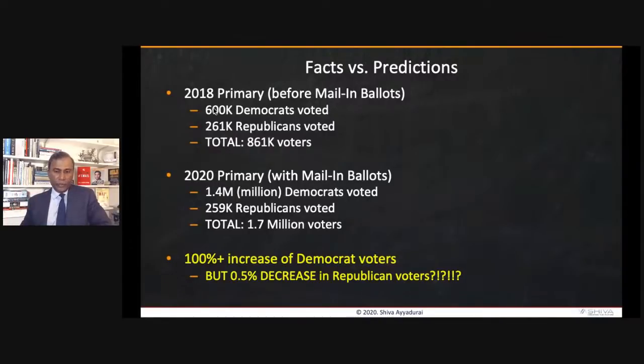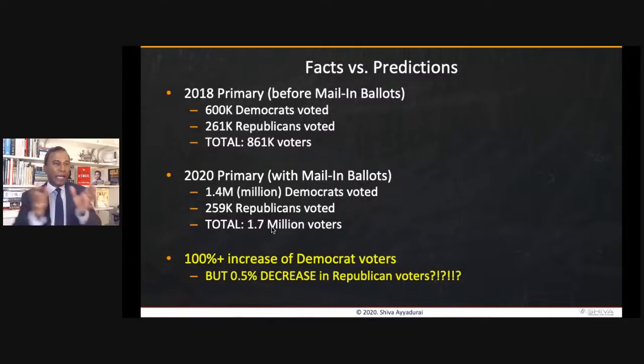In summary, you see in 2018 primary, before mail-in ballots, so in the last primary, to put this in the big picture, 600,000 Democrats voted when Elizabeth Warren ran unopposed. 261,000 Republicans voted. So that's 861,000 voters came out of 2018 before mail-in voting. Well, with mail-in voting, look what happens. We have 1.7 million voters. Okay? That's quite extraordinary. It doubled, right?